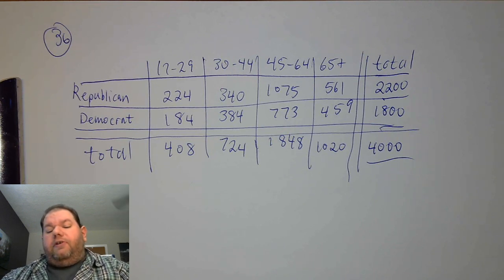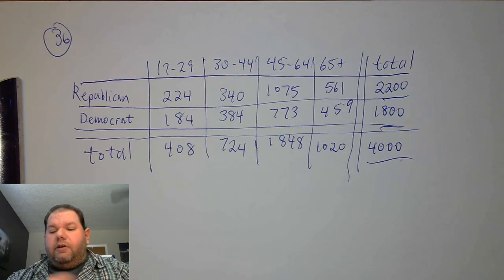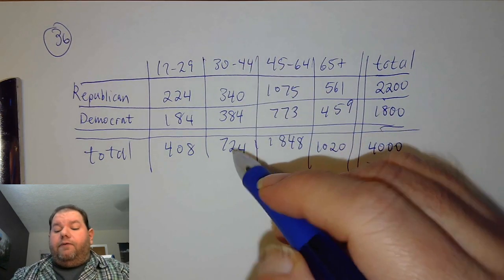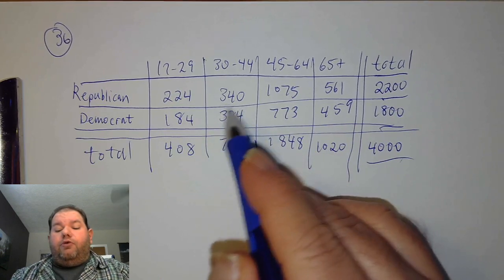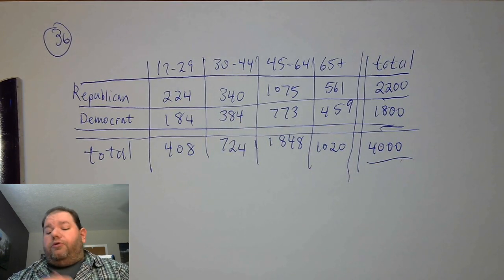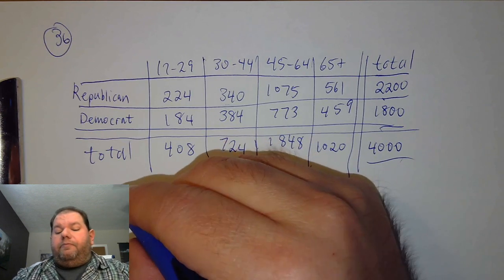What's the probability that someone's Republican? 2,200 out of 4,000, whatever that works out to be. What's the probability someone's between 30 to 44 and a Democrat? So 30 to 44 and the Democrat, there's 384 people out of 4,000. That's the and statement. We can do an or statement. But that's all the stuff that we covered in section 5.2 last time. What I'm saying is we can take the same data and ask a conditional probability question as well.